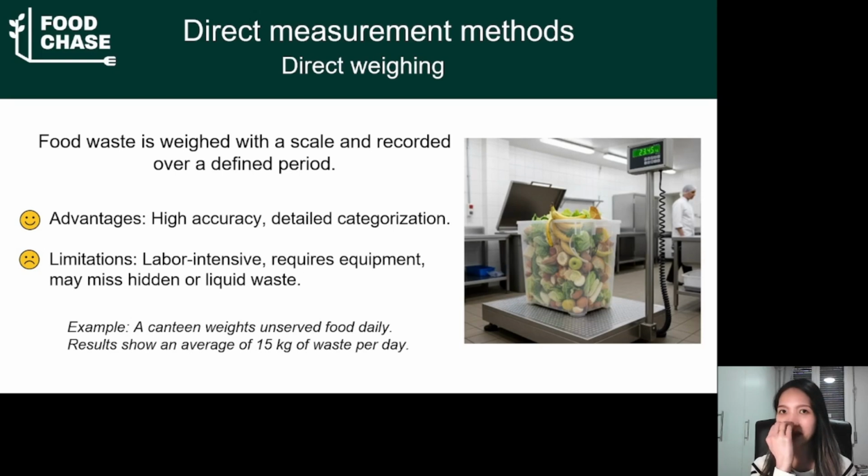At household level, you will need only a kitchen scale, but at a food production plant or food service, like a canteen or restaurant, maybe you need a scale with higher capacity like the one in the photo. For example, a canteen weighs served food daily. Results show an average of 15 kilograms of waste per day.